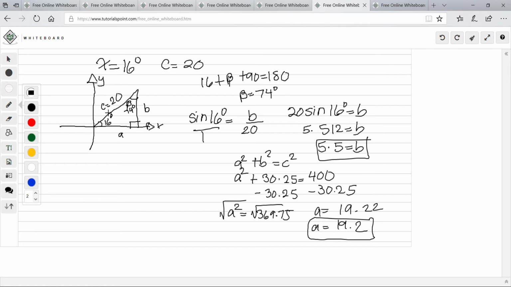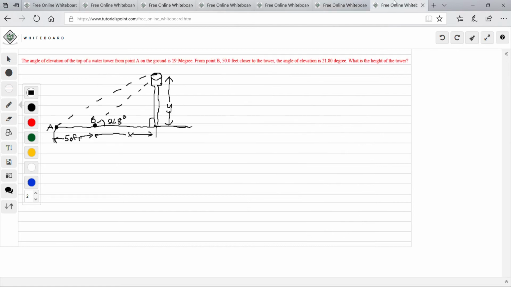Okay. The last and final problem is a word problem. The question says, the angle of elevation of the top of a water tower from point A on the ground is 19.9 degrees. From point B, 50 feet closer to the tower, the angle of elevation is 21.8 degrees. What is the height of the tower? So we gotta find this y value.